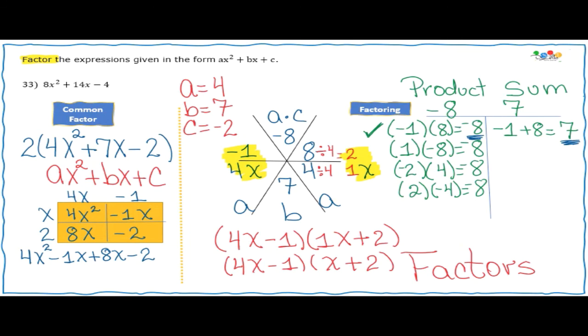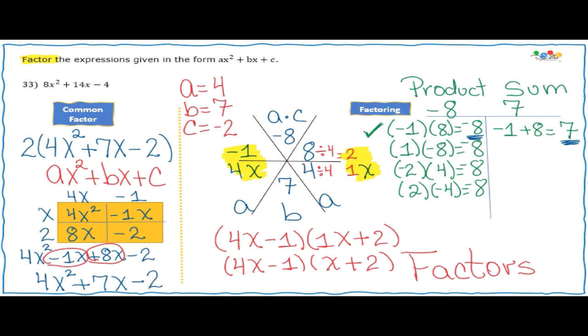So I got 4x squared minus 1x plus 8x minus 2. So can I combine anything? Do I have any like terms? Yes, I do. I have that and this one. They both carry the variable x, right? So I can combine them. So the 4x squared, I'm just going to bring it down the way it is. And a negative 1 plus a positive 8 gives me a positive 7 and minus 2.